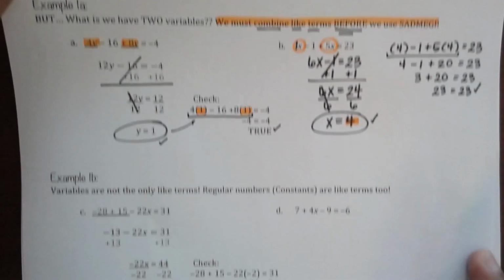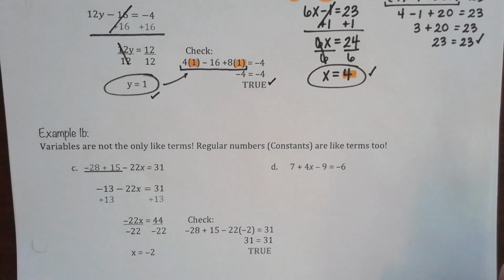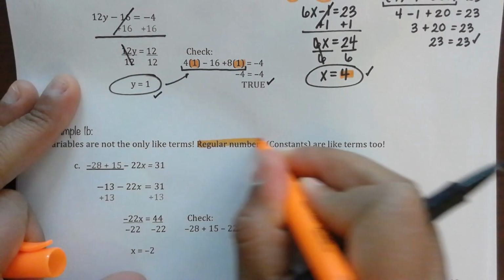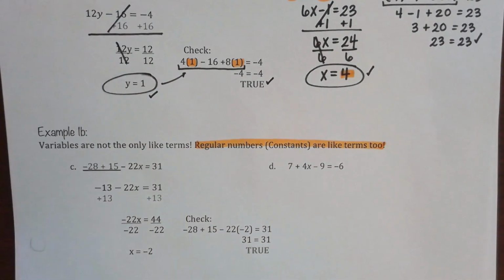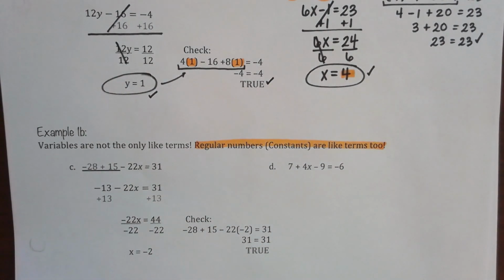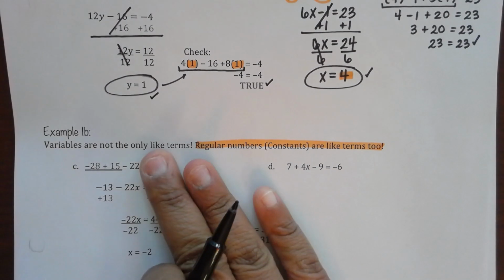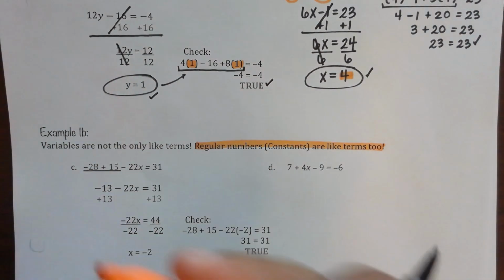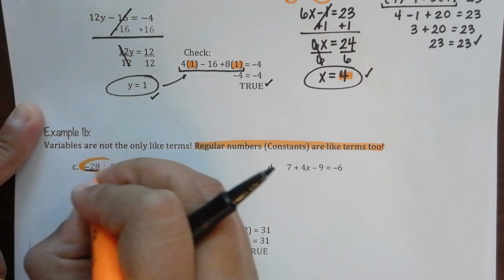Moving on to example 1B. Still in the same realm, a little bit different. Instead now, variables are not the only like terms. Regular terms, which are constants, are like terms too. So which means if you see two numbers, they need to be combined together. Does that make sense? So if I'm looking at C, I have negative 28 plus 15 minus 22x equals 31. On the left side, do I see two constant terms I can combine? What two terms? Type in negative 28 plus 15 for me, please.